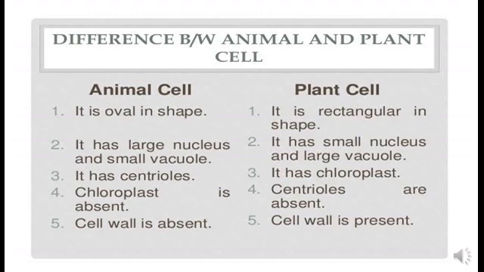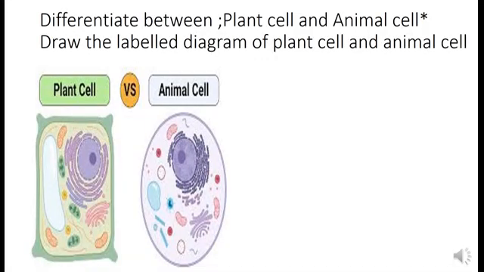So based on the points discussed, we have some exercise questions. You have to answer the exercise questions, and 2 assignment questions are given. That is, differentiate between plant cell and animal cell. Draw the labelled diagram of plant cell and animal cell, and you can compare and label all the organelles.